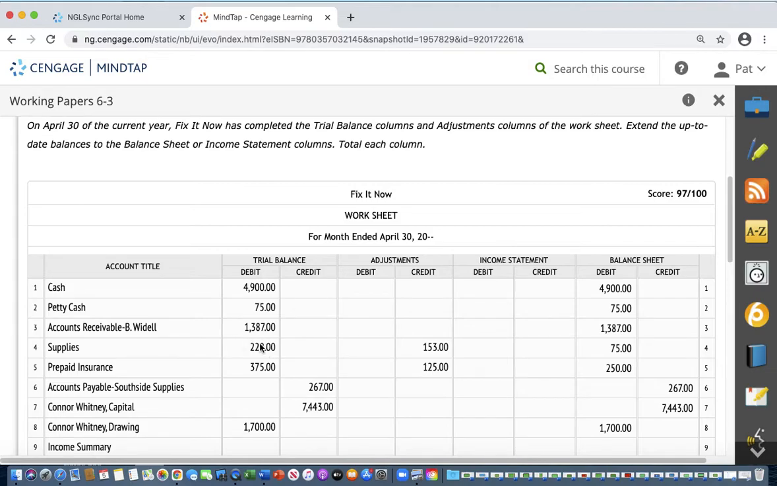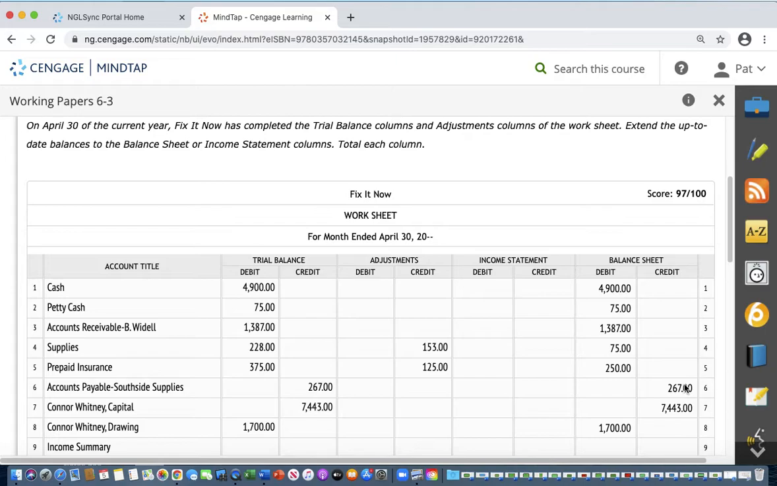A debit in supplies minus a credit in adjustments gives you the up-to-date balance for the balance sheet debit column. In other words, this is the supplies on hand at the end of the month, right? That's what we're going to be able to tell our managers, this is how much we have left. That's why we got to order some more stuff next month so that we can work and we can make some money. You need stuff to make money, usually. Okay? Prepaid insurance, same thing. You take the debit, subtract the credit, get the up-to-date balance of the value of your insurance premium moving into the next fiscal period.